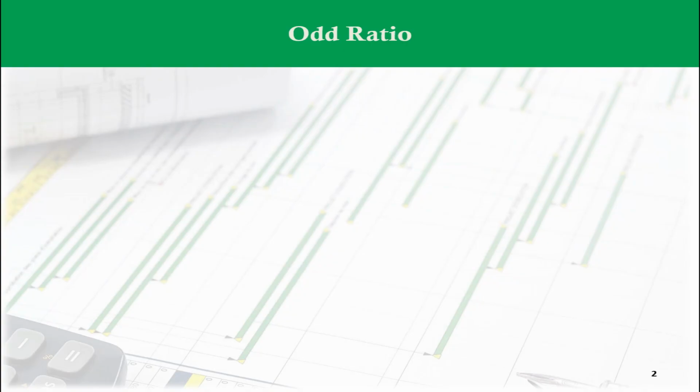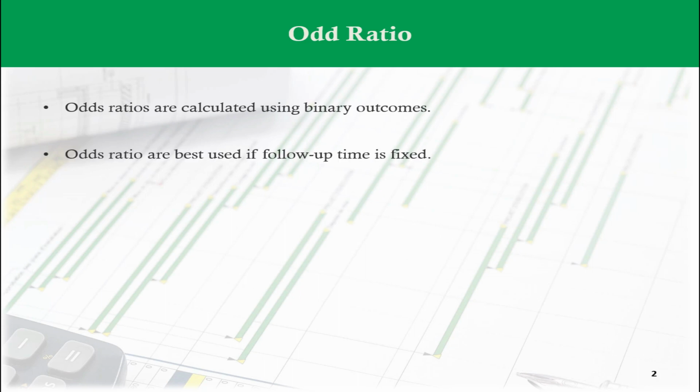Odd ratio. Odds ratios are calculated using binary outcomes, i.e. where one of only two things can happen, and logistic regression. The main difference between this and the other two measures is that there is no way of including a time element in the model. Odds ratios are best used if follow-up time is fixed. For example, if the outcome is measured at a specific follow-up visit or you have a case control study.